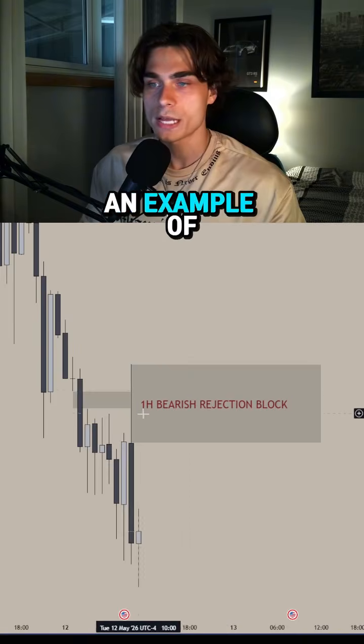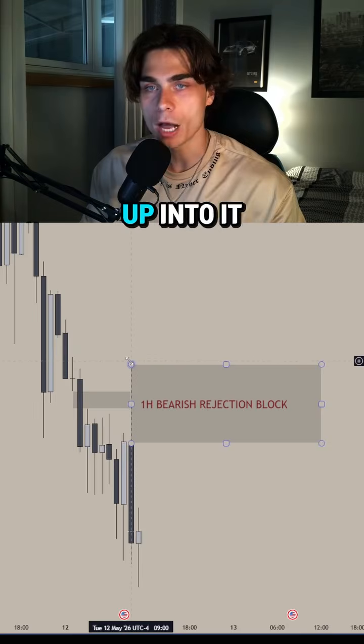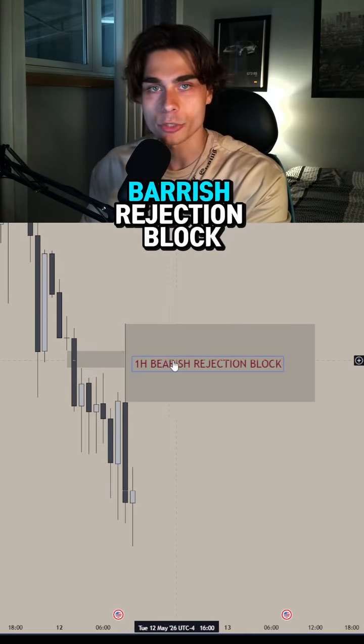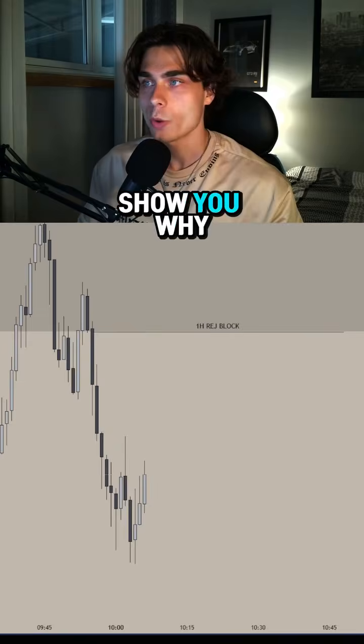Okay, so here on screen we have an example of a 1 hour bearish rejection block. You see how we have this wick inside of this hourly fair value gap right here and how it traded up into it? This wick that we formed is the 1 hour bearish rejection block. Rejection blocks are a great PDA array to have when you don't have a fair value gap you can tap into. Now let me show you why this key level is so strong.